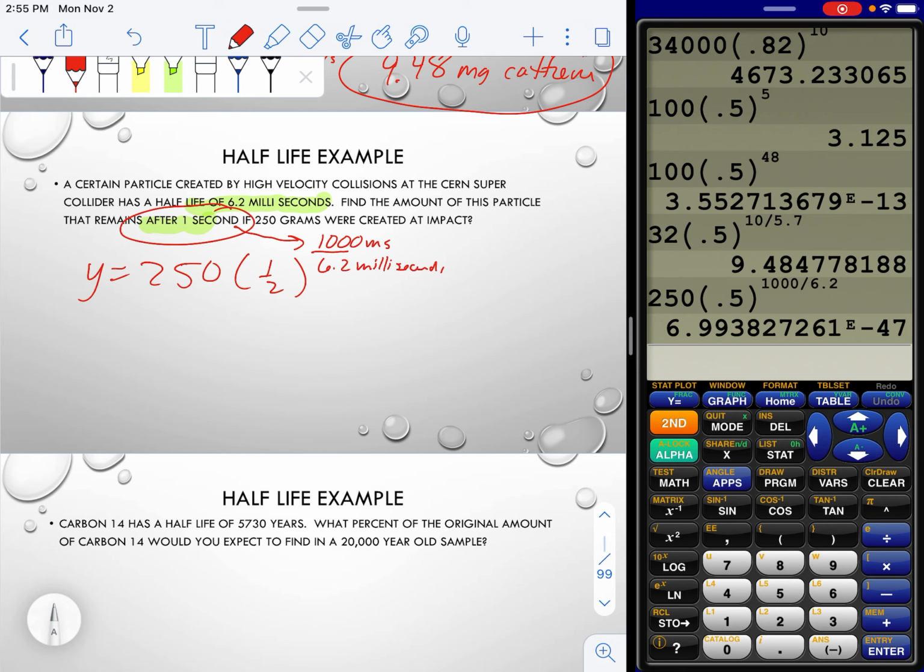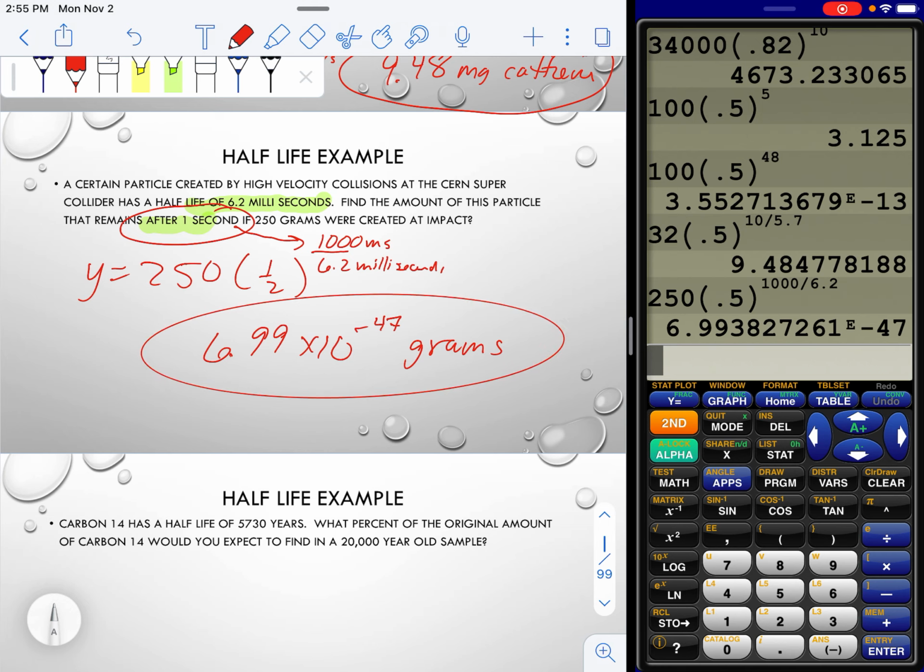And this is a very, very small number as well. 6.99 times 10 to the negative 47 grams. I'm looking for our unit of measurements. Without that unit, you're probably going to lose a half point.